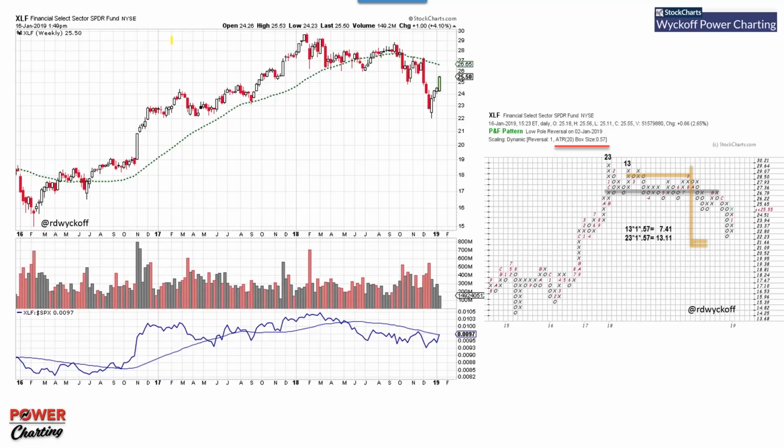Okay, so financials are important. So XLF, we can see here that there was great expectation in early 2018 that the financials were going to be leadership. Well, notice this.